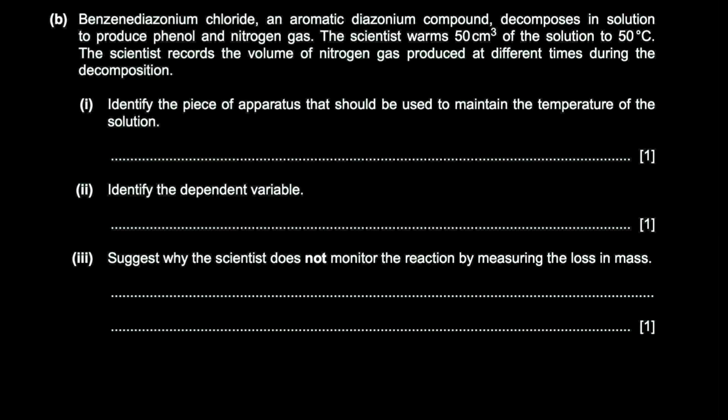Benzene diazonium chloride, an aromatic diazonium compound, decomposes in solution to produce phenol and nitrogen gas. The scientist warms 50 cm3 of the solution to 50 degrees Celsius. The scientist records the volume of nitrogen gas produced at different times during the decomposition. Identify the piece of apparatus that should be used to maintain the temperature of the solution. We're going to use a thermostatically controlled water bath to maintain the temperature.